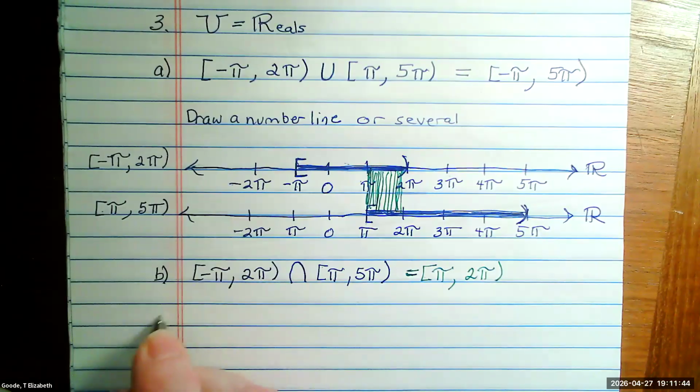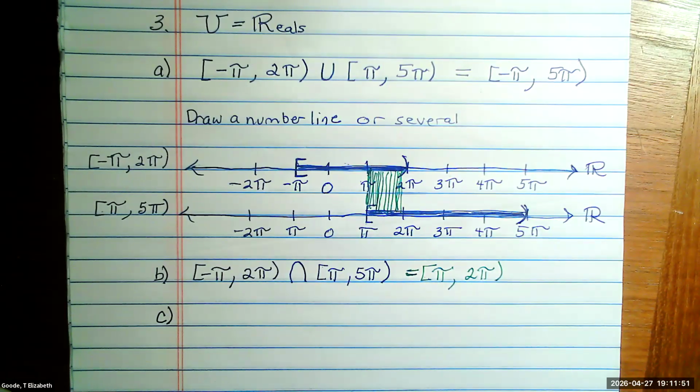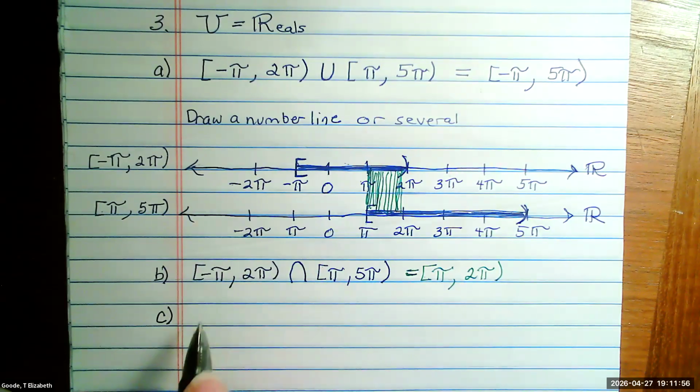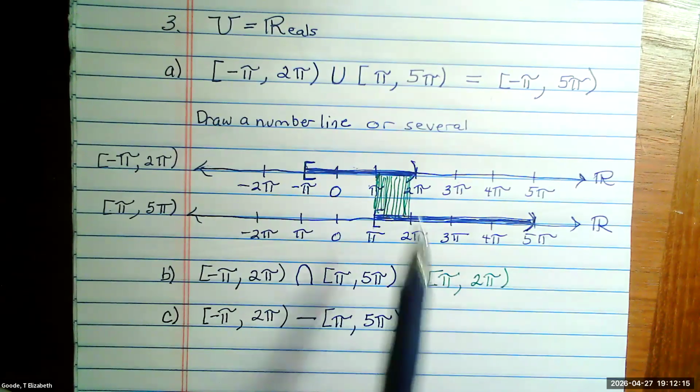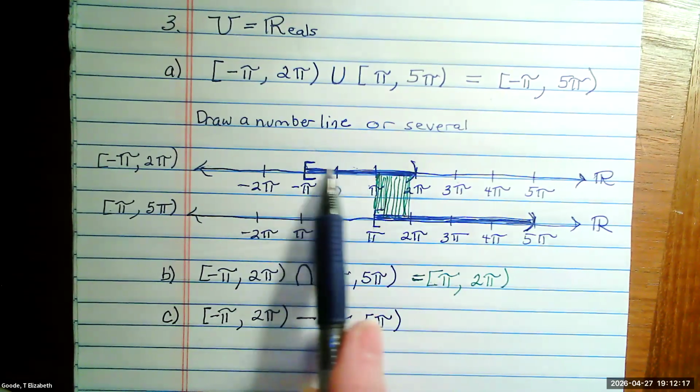Set difference means we start with the first set and we subtract away the second set. Are you looking at the problem? Yeah, I am. So what is part C? Can you read it to me? Part C says negative pi, bracket, negative pi, comma 2 pi, soft parenthesis, minus bracket pi, comma 5 pi, soft parenthesis. Great.